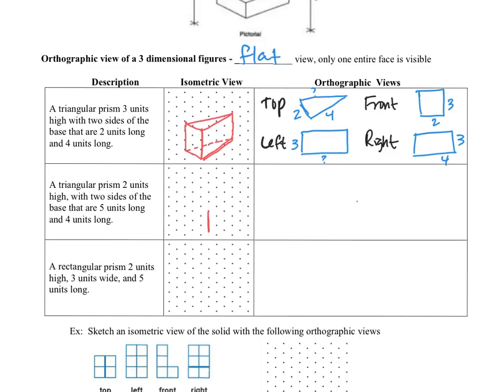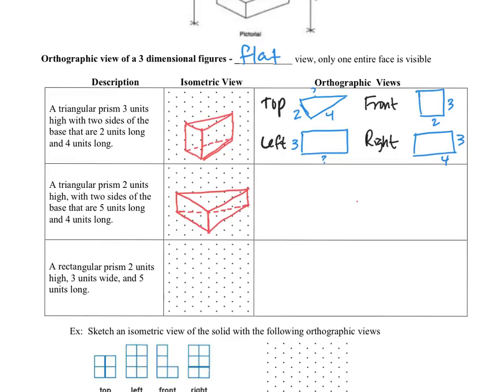Now, one edge is 4 units long and one is 5 units long. So I'm going to draw the 4 units long edge this way. 1, 2, 3, 4. And the 5 unit long edge goes in the other direction. 1, 2, 3, 4, 5. Yeah, that's 5 units. Then we'll just finish the prism. And if you wanted to make it look a little bit 3D, like it were see-through, you would add this back edge.